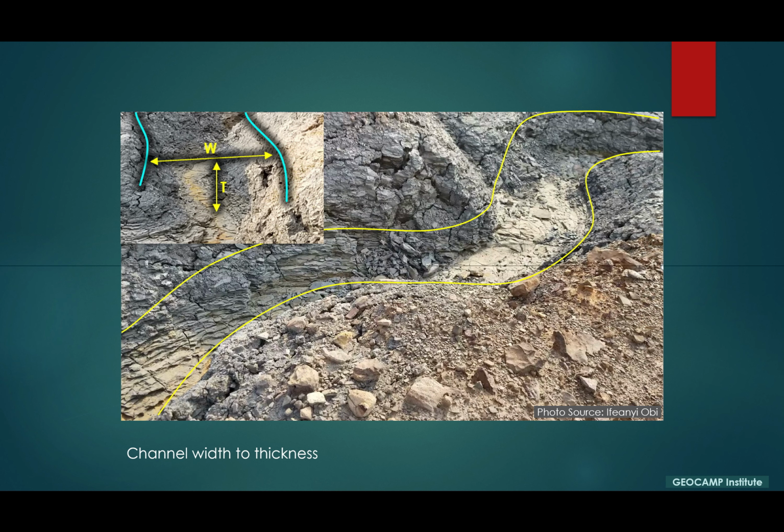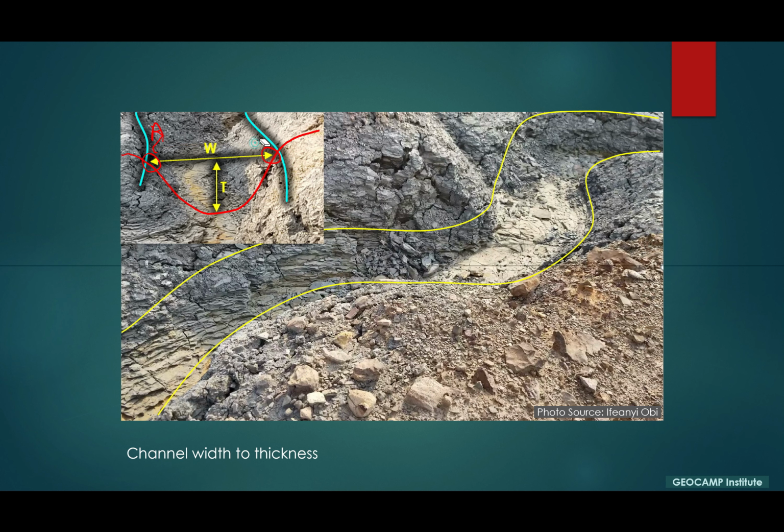The objective of this slide is to show the estimation of channel width to thickness ratio for a given channel system. Now imagine, on the upper left section, that we have a channel system that does this, right? So the width is moving from one bank to the opposite bank across it. The distance from point A to point B is called the width.